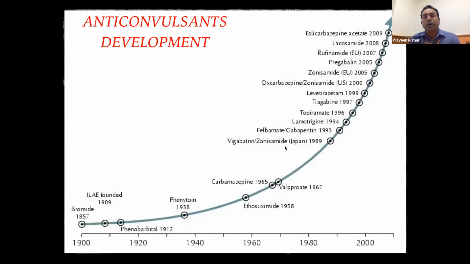So if you look at our older AEDs, or what we call established AEDs, sodium valproate, phenytoin, carbamazepine, they all came before 1981, and they are known as older or established anti-seizure medications. The drugs which came after 1981 are all called newer anti-seizure medications. That includes medicines like lacosamide, zonisamide, oxcarbazepine, levetiracetam, used so widely, and topiramate.